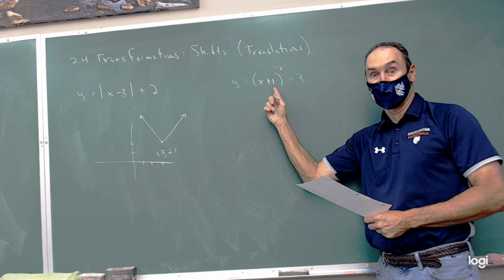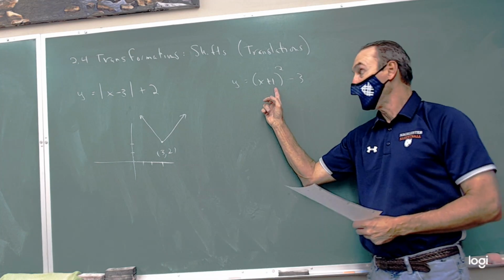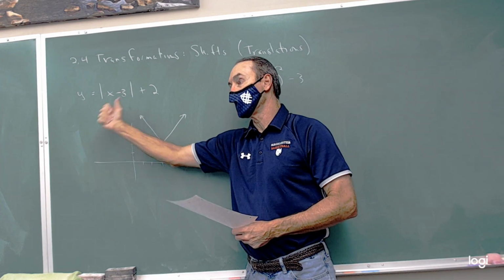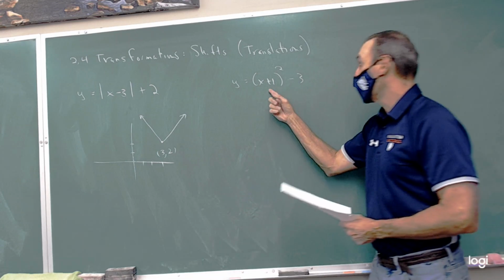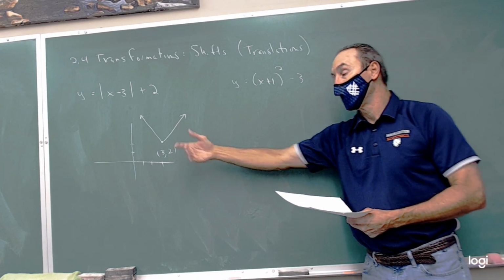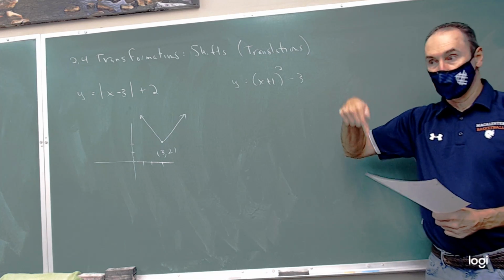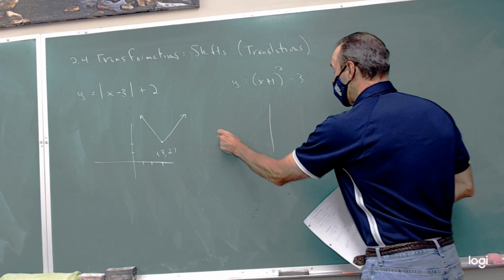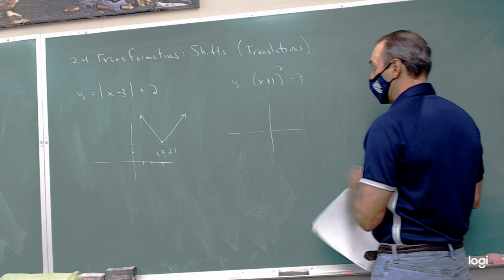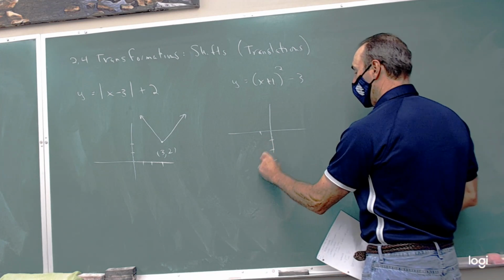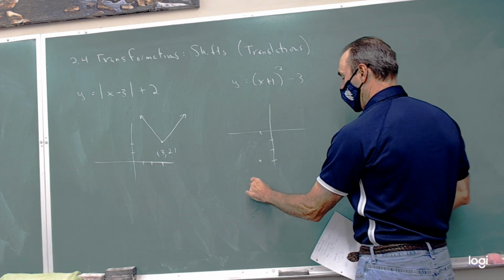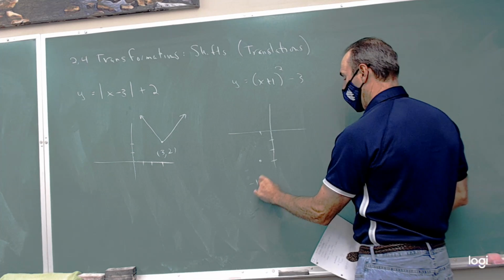So it's in the x direction, and it's the opposite of what you see. So the minus 3 moves it right 3, and the x plus 1 is going to move it left 1. And how about the minus 3 here? Up, down, right, left. It's going to go down 3. So our vertex that was at the origin is going to get moved left 1 and down 3. And so that's going to be at -1, -3.